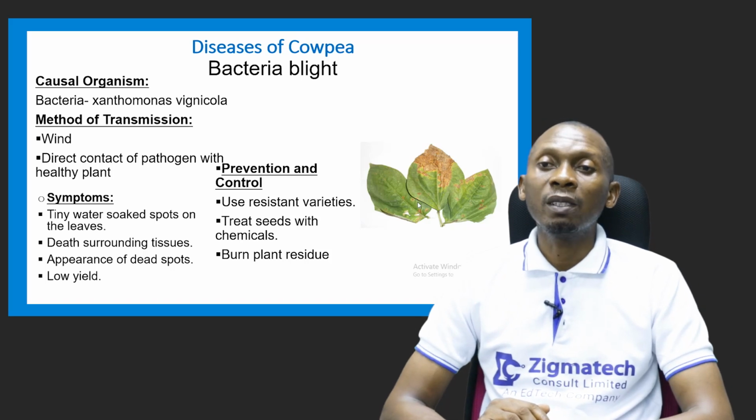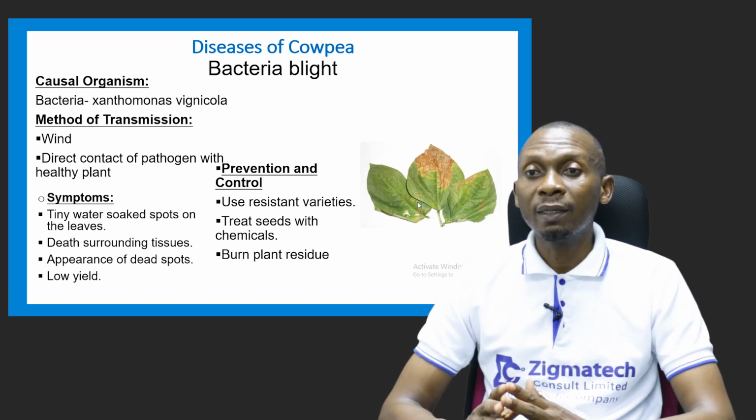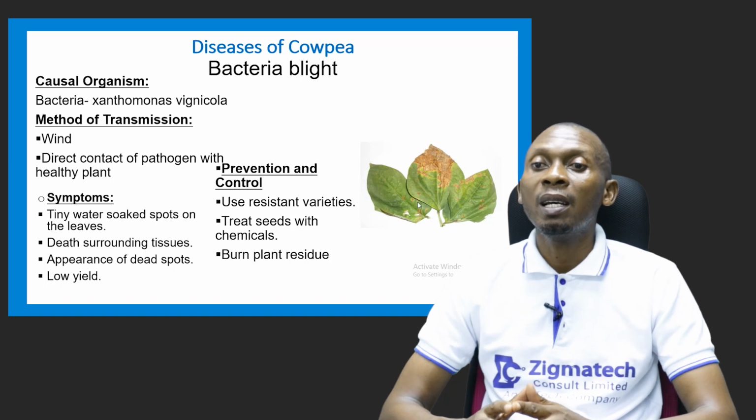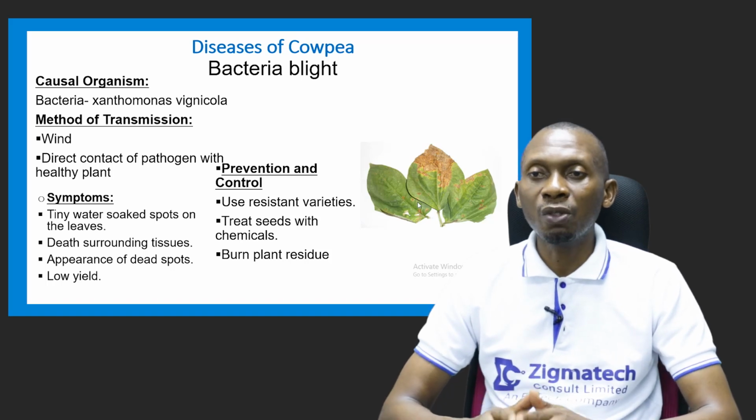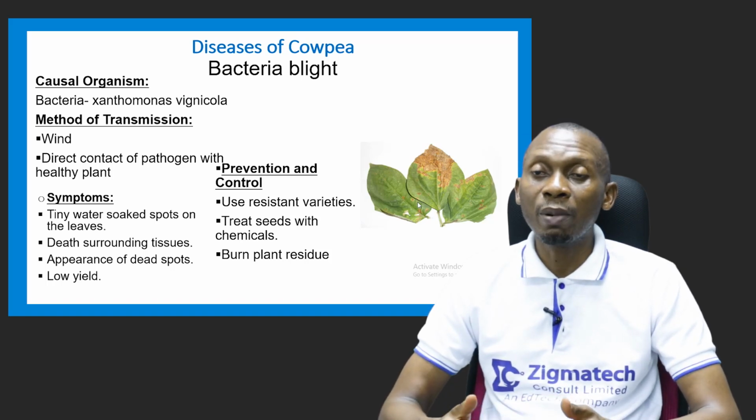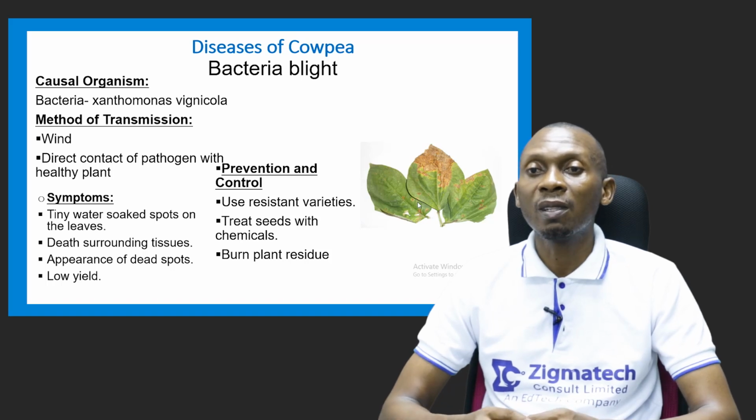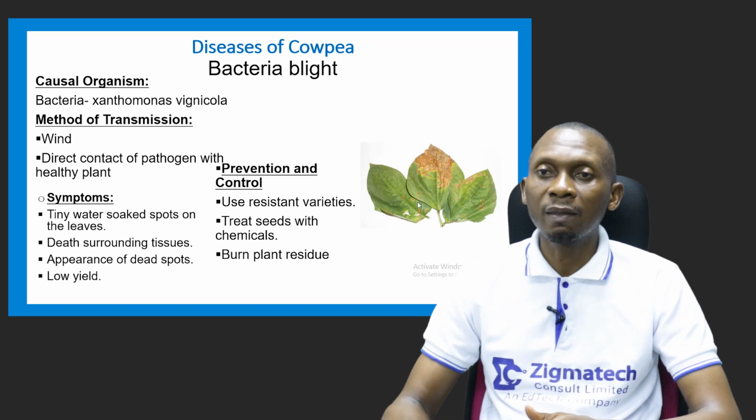Now, how is it prevented and controlled? You use resistant varieties. You should also treat seeds with chemicals and also burn plant residue. Remember, after harvesting, the remaining parts on the field, which are the stalks left on the field, you should ensure that they are burned before the next farming season.